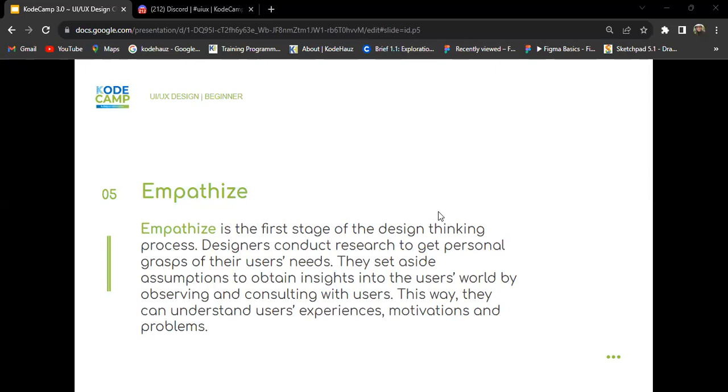So now, I want to put something out there that you need to know. Empathy is not the same thing as sympathy. Okay? Empathy is often confused with sympathy, a mistake you definitely don't want to make in the world of design thinking, right?